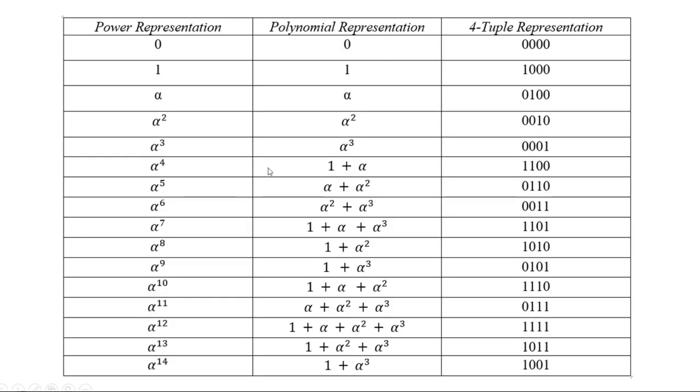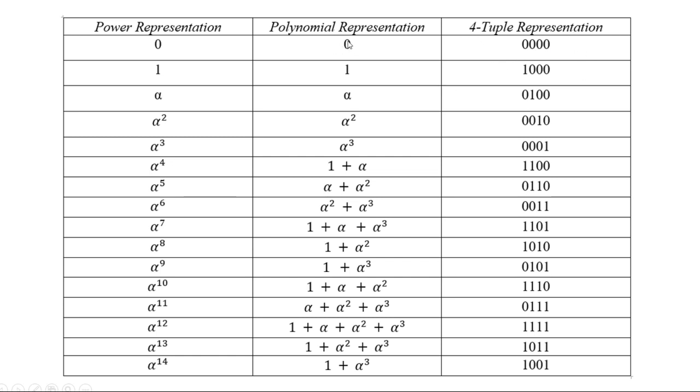So this is the conversion from power to polynomial. Alpha 4 is equal to 1 plus alpha, alpha 5 is equal to alpha plus alpha square, alpha 6 is equal to alpha square plus alpha cube, and so on. Alpha 14 is equal to 1 plus alpha cube. We have converted power into polynomial. Now we can convert the polynomial into 4 tuple representation.